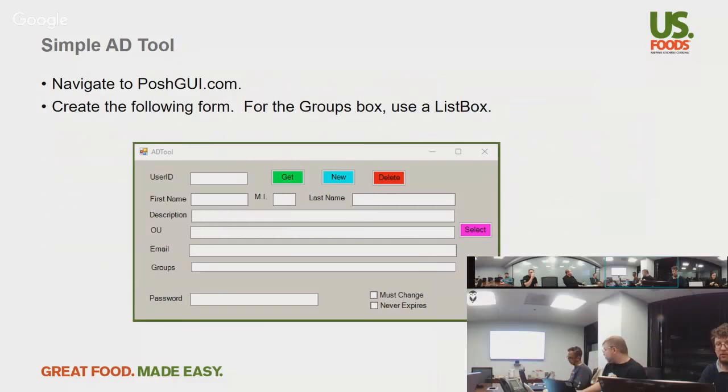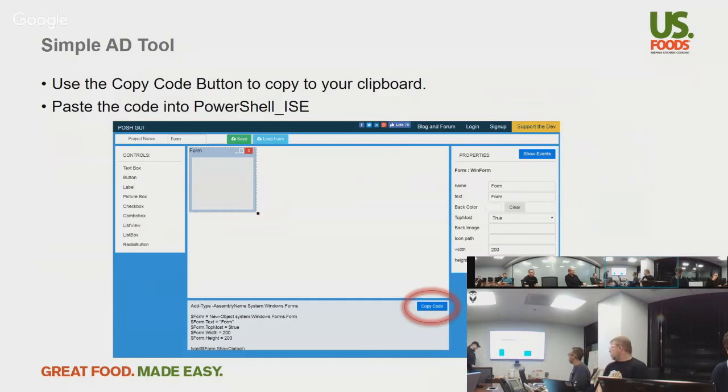You can set the password, and we can specify whether or not the person needs to change the password or whether or not it never expires. All right, so as I mentioned before, we have that copy code button there that after we design a form, we're going to go ahead and hit that copy button. So I'm going to browse out now to Posh GUI and just give you a quick demo here.